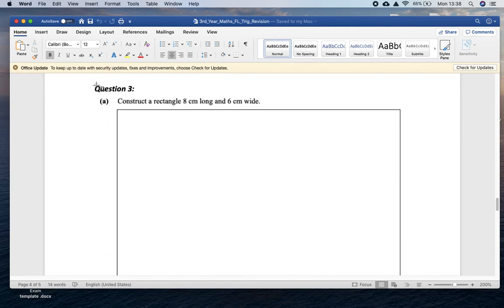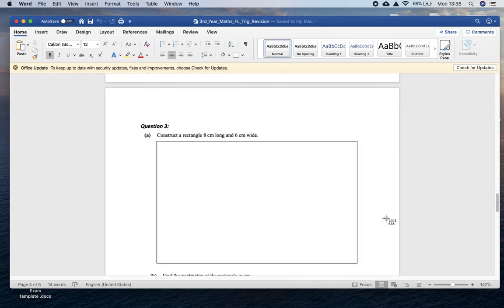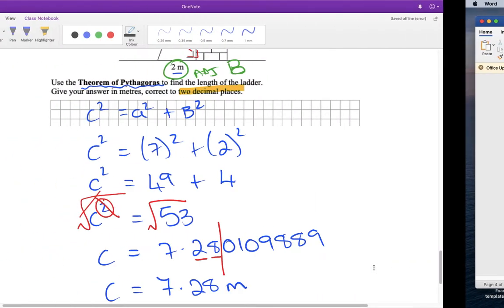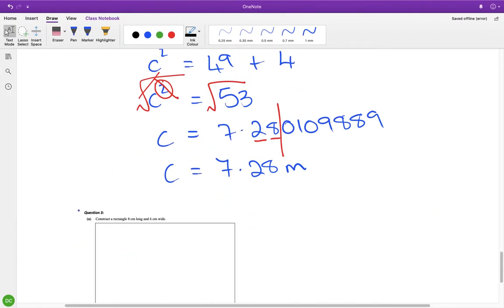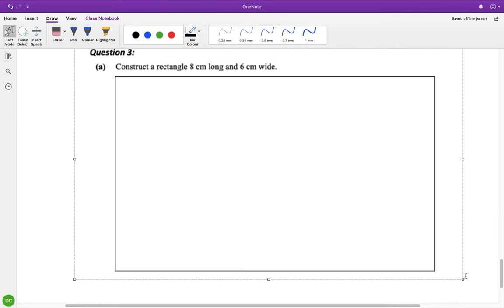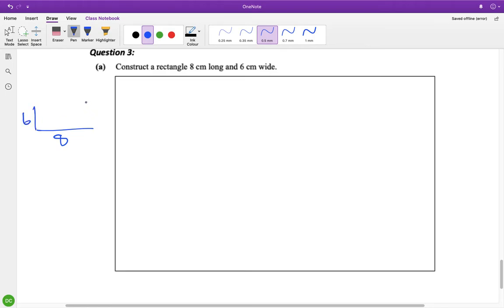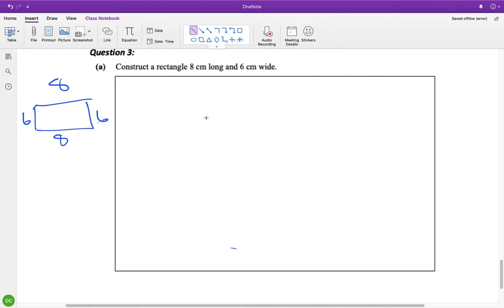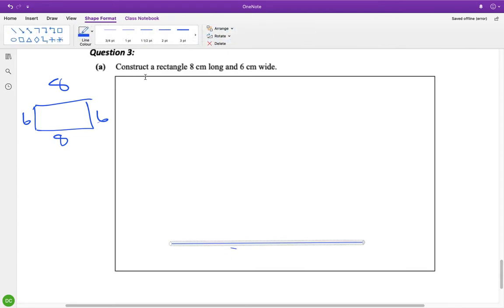Okay, so another construction here. Alright, just get the whole box in. And again, I'll just have to talk you through it. So you're going to have 8 centimeters, you're going to have 6 here, you're going to have 6 here, and you're going to have 8 here. Okay? So the first thing you do is you get a ruler and you just draw a line 8 centimeters long.